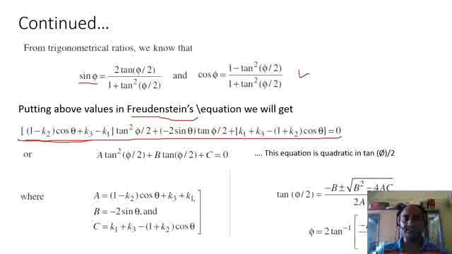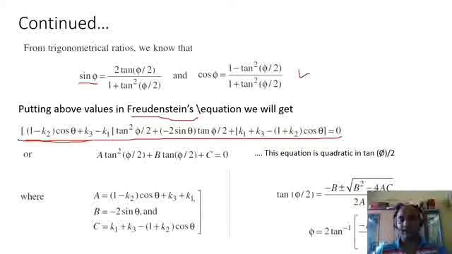Just by rearranging these terms, at the end we'll get this particular equation: in bracket, 1 minus k2 cos theta plus k3 minus k1, which will be common to tan square phi by 2, then minus 2 sin theta is common to tan phi by 2, plus k1 plus k3 minus 1 plus k2 cos theta. This particular part you will get.